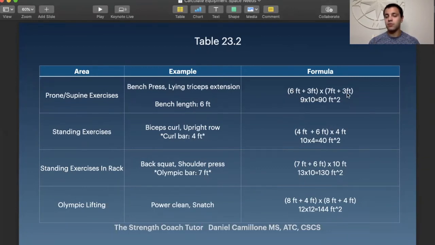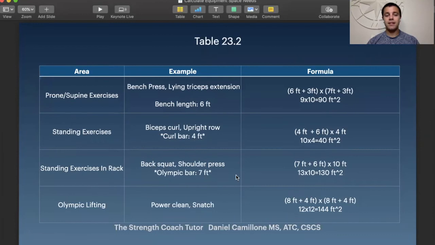And then 7 plus 3 is, of course, going to equal 10, right? And so we would then have to do 9 times 10, and that's going to give us 90 square feet. For standing exercises, we're going to use the example of a bicep curl exercise with a curling bar, which is going to be 4 feet. Now, in this example here, we're going to do 4 feet plus 6 feet. And that's going to give us 10. So next we would have to do 10 times 4, and that would give us 40 square feet.